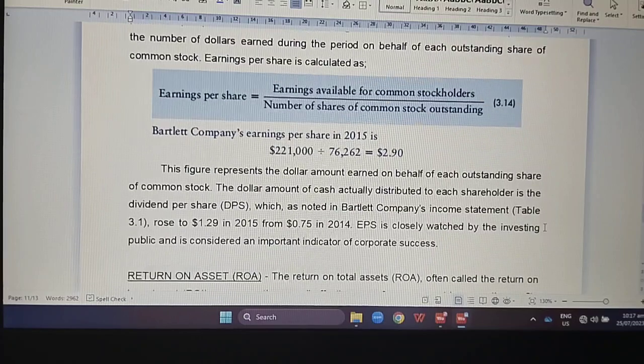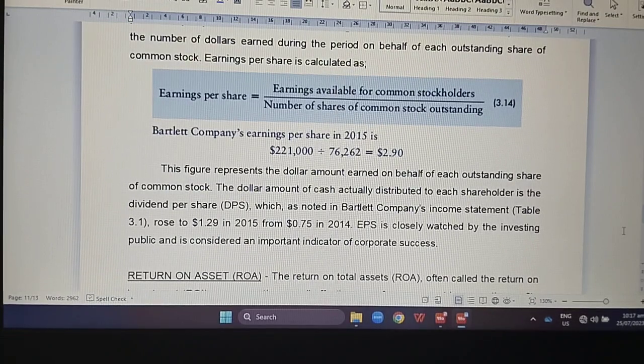This figure represents the dollar amount earned on behalf of each outstanding share of common stock. The dollar amount of cash actually distributed to each shareholder is the dividends per share or the DPS, which is noted dun sa ating example.